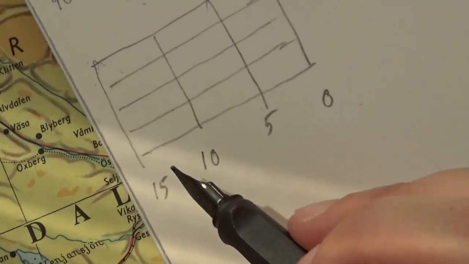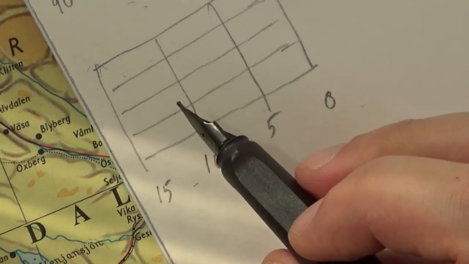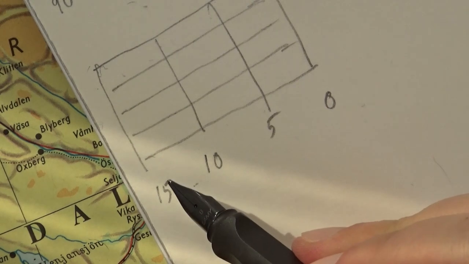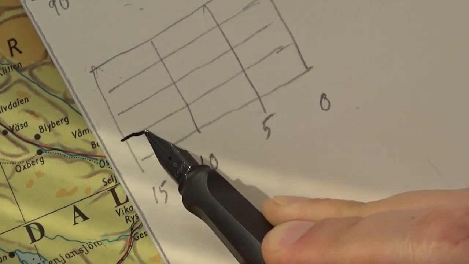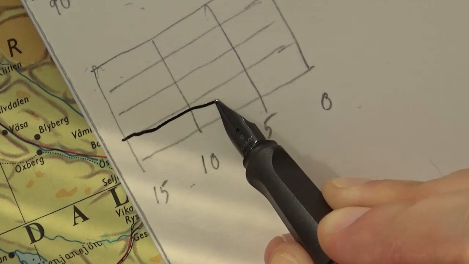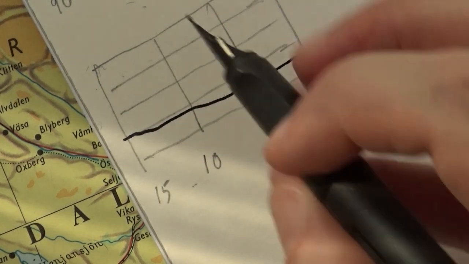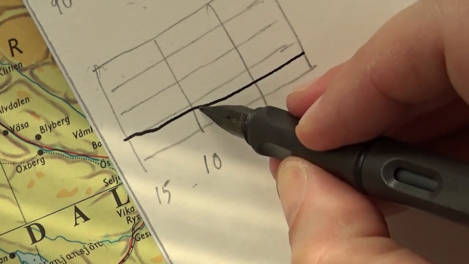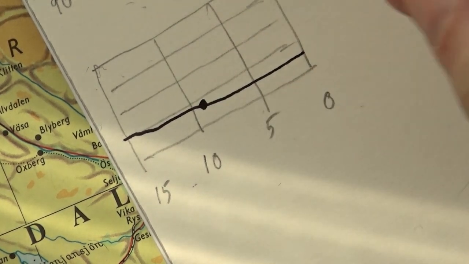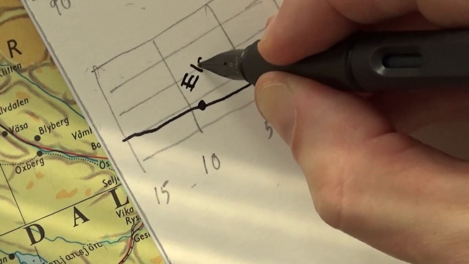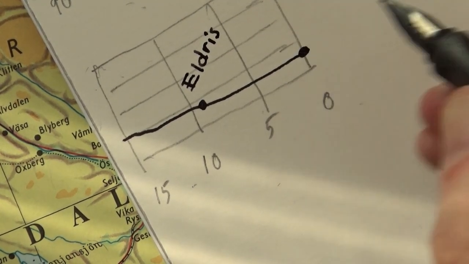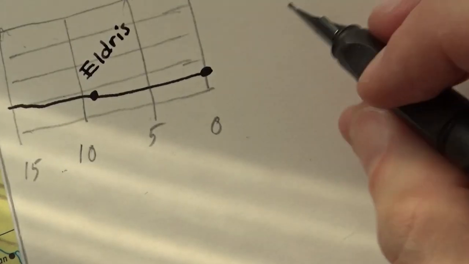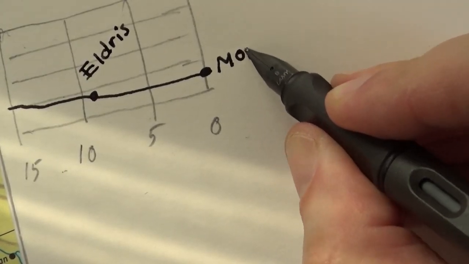And then it's quite flat here before finish. Eldris station, and Mora.